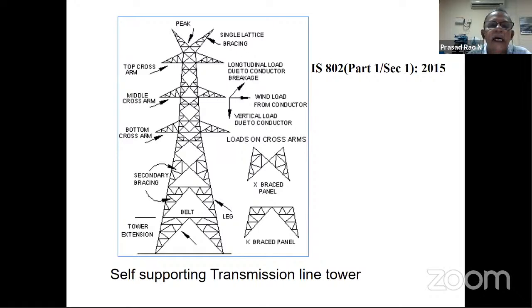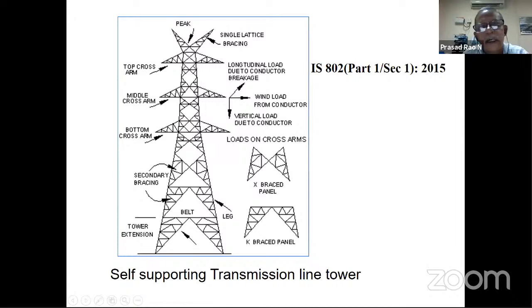Sometimes what will happen when you have a conductor on both sides, suddenly some accident may occur, or conductor may break. The span between 2 towers may not be equal. That means that will create an unbalanced longitudinal pull. That is called longitudinal load.